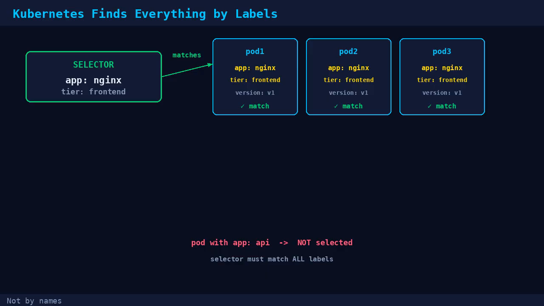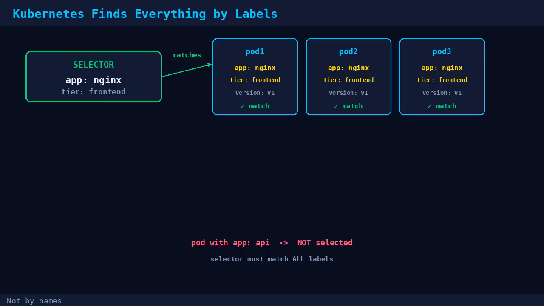Here is the central idea. Deployments do not track pods by name. They track by labels. You learned labels in Phase 0. Kubernetes finds everything by labels. Change the selector, and the deployment looks at a different set of pods. Labels are the glue of the whole system.